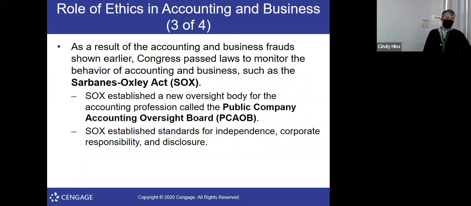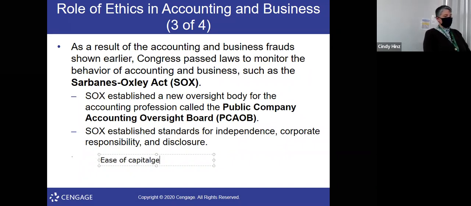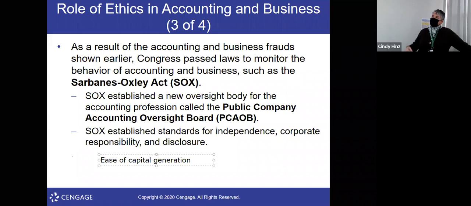One of the advantages of the corporate form of organization, I'll put this on the screen as well, is what's known as the ease of capital generation. Investors have access to the capital markets, and the markets are efficient in getting capital from investors who want to invest to the companies that are worth it, that are a good risk, that are a good way of investing.